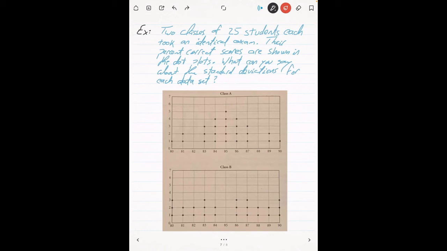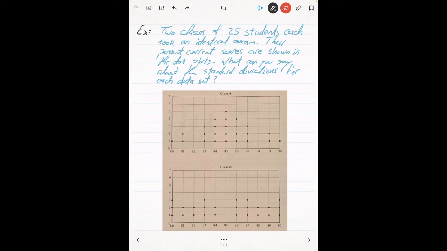We also have a second class, Class B, where again we're seeing, okay, 3 students got 80, 3 students got 83, 2 got an 84, 3 got a 90, 2 got an 88, etc. That's what a dot plot means. All it does is it is a nice visual way of counting how many occurrences there were for these different grades, how many students received these different grades.